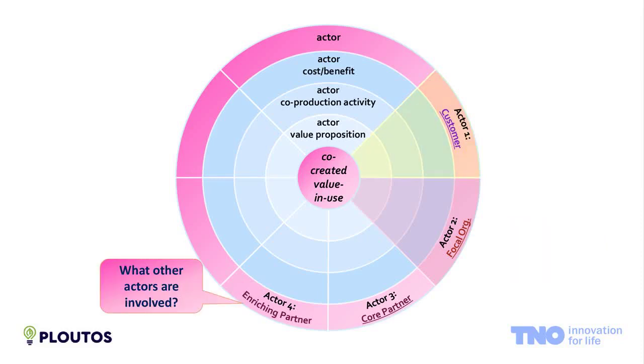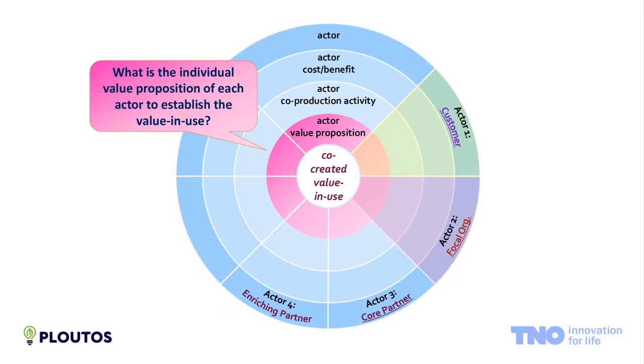Next, the remaining partners can be mapped. This is done by plotting the partners on the respective pie slice. Each pie slice therefore represents a stakeholder in the business model. Once all stakeholders have been mapped, the inner ring, the actor value propositions, can be filled in. This captures the contribution each stakeholder has for the business model.